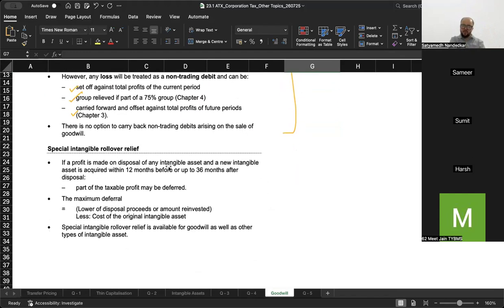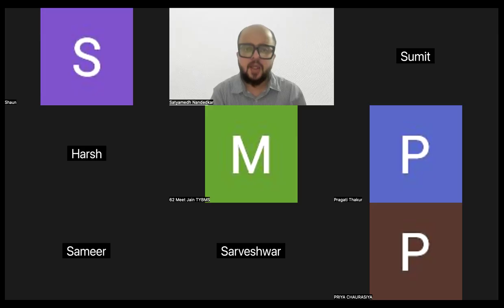If profit is made on disposal of any intangible asset and a new intangible asset is acquired within 12 months before or up to 36 months after disposal, part of the taxable profit may be deferred. Maximum deferral is the lower of disposal proceeds or amount reinvested, less cost of the original intangible asset. Okay. Special intangible rollover relief is available for goodwill as well as other types of intangibles. So the maximum profit which can be deferred, they have told you the calculation: lower of disposal proceeds or amount reinvested, less cost of the original intangible asset. Now this is the kind of part you have to memorize and move ahead. Okay. Cool.